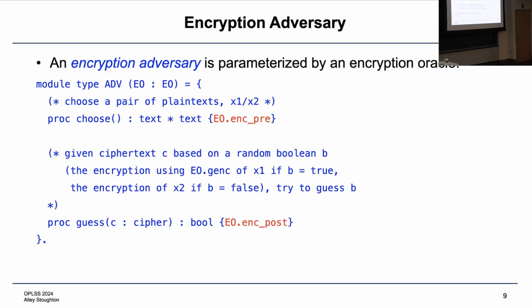It has 2 procedures, one for choosing a pair of plaintexts. While it does that, it can call enc-pre as many times as it likes, but of course it won't get interesting results after it reaches the limit. And then guess is something where it's given a ciphertext, which will be either the encryption of X1 or X2, depending upon whether the game's coin flipped up heads or tails, true or false. Then it tries to guess what this Boolean is, how the game's coin came up, and return that guess. While it's doing that, it can call enc-post.